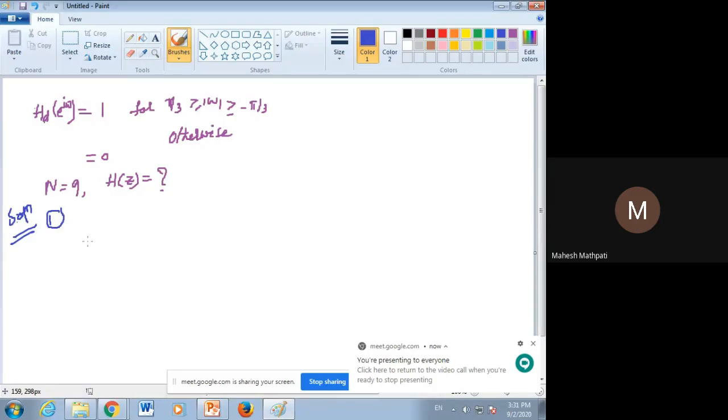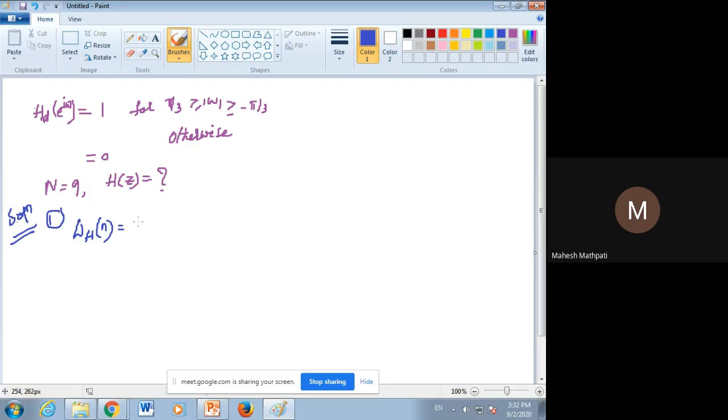What is the window here? We have the Hamming window. So we will write WH of n is equals to, what is the formula? Can anyone tell me the formula?